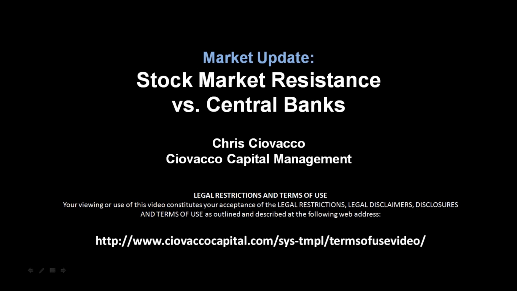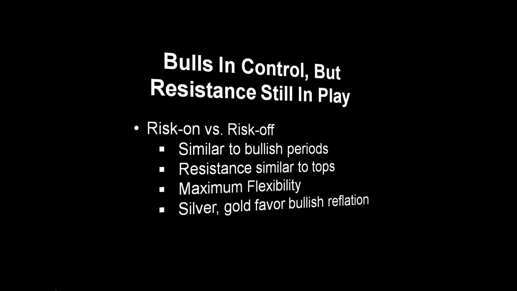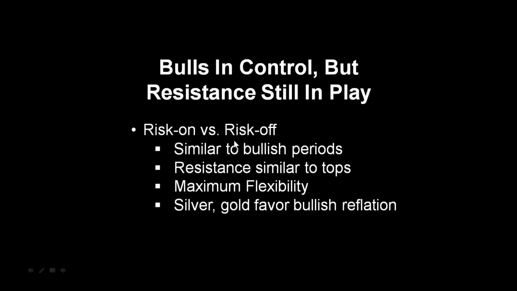In this week's video, from a probabilistic perspective, we'll try to answer the question, can central banks push markets above what could be potentially strong sources of resistance? We'll look at numerous risk-on, risk-off charts. There are still similarities to bullish periods. However, we also have resistance on these charts that is similar to topping periods. So we've got somewhat of a battle taking place here, which means we have to remain extremely flexible.